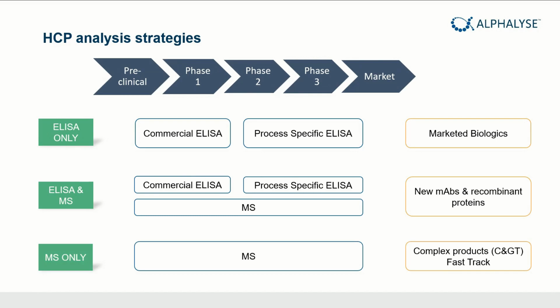The third possibility is to use mass spectrometry only, as I just mentioned. This will be relevant for products where it's not possible to buy a commercial ELISA or where it's not possible to develop a process-specific ELISA. This can be because the product is too complex with proteins from many different sources. These could be cell and gene therapy products. It can also be products where the timelines are very, very fast, like the COVID-19 vaccines, or products where you have a fast track option with FDA or EMA.